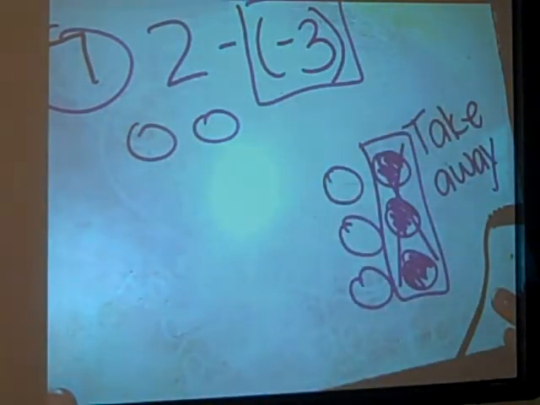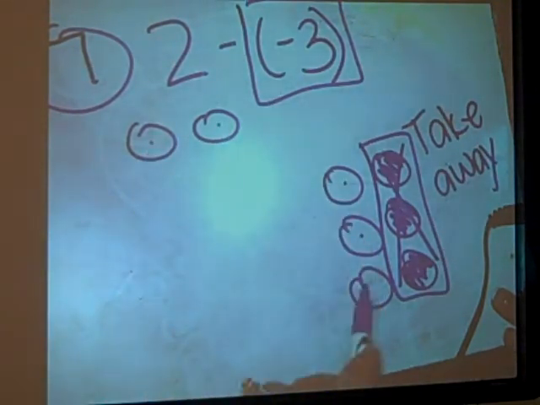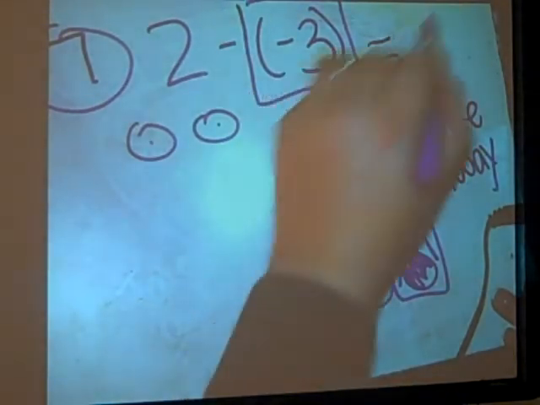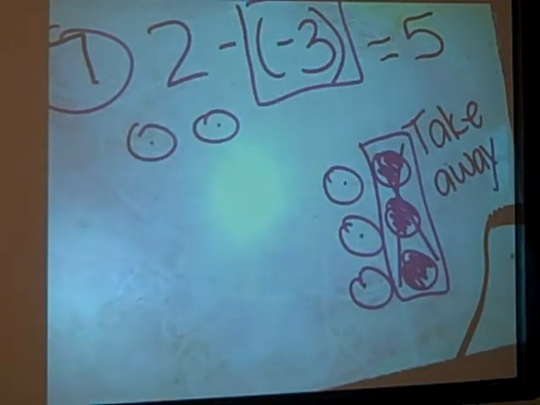And I look and I see, what am I left over with? Well, I have 1, 2, 3, 4, 5 remaining. They are unshaded, so they are positive. So 2 minus negative 3 gives me positive 5. Let's get a few more.